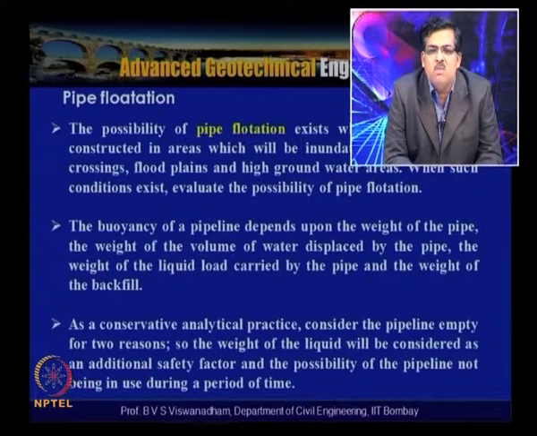The possibility of pipe flotation exists when the pipeline is constructed in areas which will be inundated, such as stream crossings, floodplains and high groundwater table areas, or it can be inundated due to the diversion of rainfall water into the trench which was used for installing the pipes. When such conditions exist, the possibility of pipe flotation needs to be evaluated.